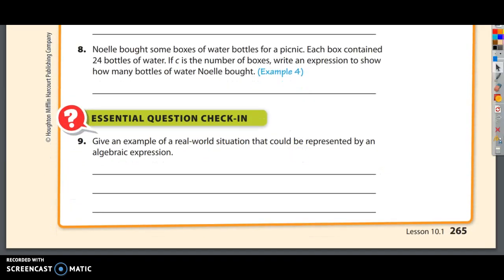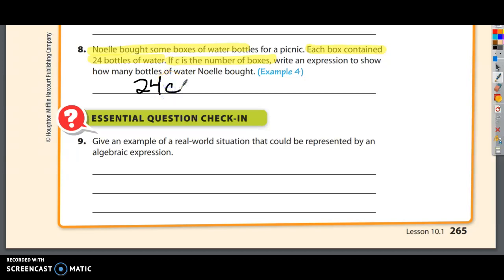Number 8 reads, Noel bought some boxes of water for a picnic. Each box contained 24 bottles of water. If C is the number of boxes, write an expression to show how many bottles of water Noel bought. So what we're going to do here is recognize a couple of things. Each box contained 24 bottles of water. And so now the big question is how many boxes of water did she buy? And we don't know. You can read as carefully as you want, but we don't know because it says she bought some boxes of water, but we don't know how many. And it says if C is the number of boxes. So what does that mean about 24 and C? It means 24 times C.